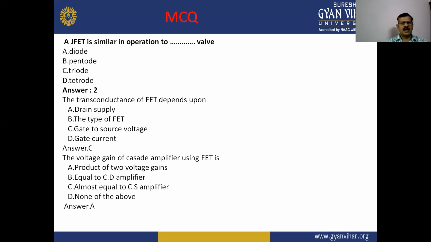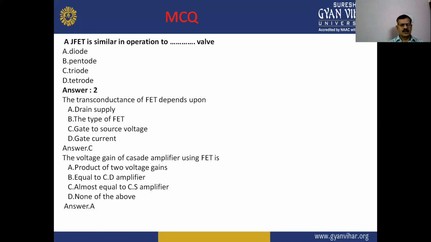Next, the transconductance of a field effect transistor depends upon: option A, drain supply, option B, the type of FET, option C, gate to source voltage, and option D, gate current. So the correct answer here is option C, gate to source voltage, because in a field effect transistor, the transconductance depends on the applied gate to source voltage.